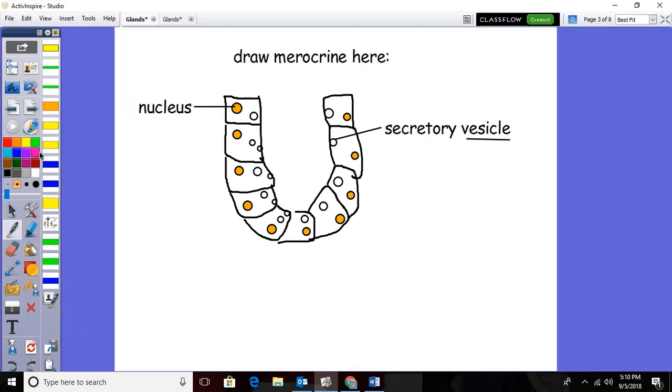Now here comes the fun part. Inside those vesicles, I want to pick green, I think. Inside those vesicles, we're going to draw some dots. I'm trying to put some dots in there. We're going to put some dots inside those vesicles.